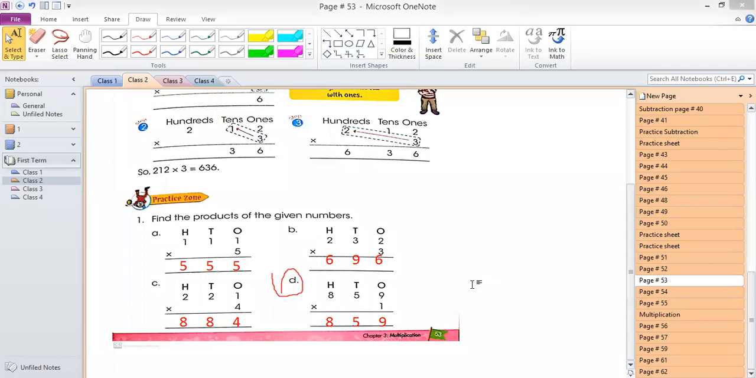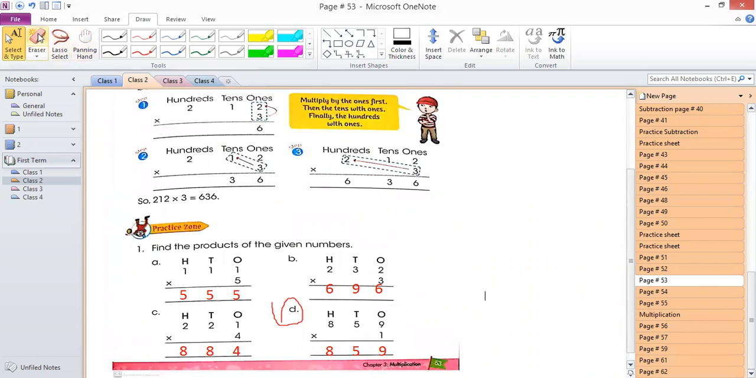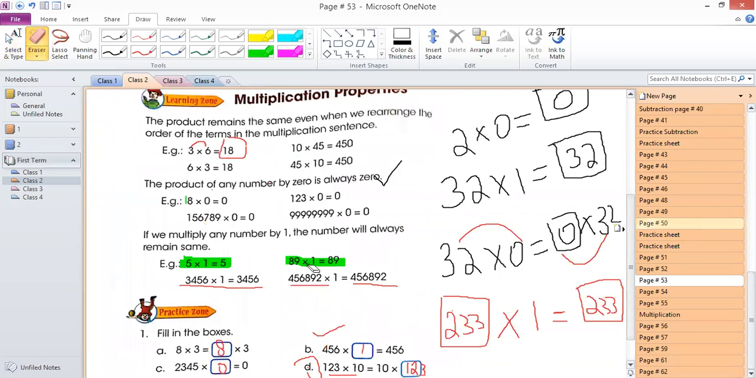Exactly, guys. The answer is 859. You can do it with the help of the property. You remember we learned the property that any number you multiply by 1 will give you the same number. Whether it is a single digit, 5 by 1, 5, 4 by 1, 4, 2 by 1, 2, 3 by 1, 3, or a two-digit number, 89 by 1, 89, 29 by 1, 29, 34 by 1, 34, or a 4-digit, 5-digit, 6-digit, n-digit number. Whenever you multiply any number by 1, you get the same number in the answer.